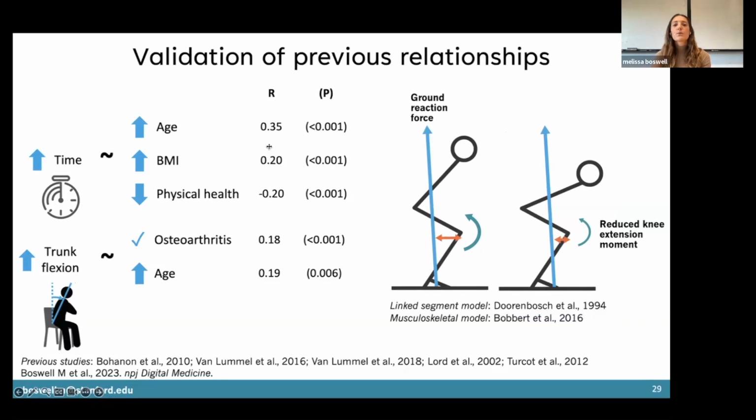Larger trunk flexion among those with osteoarthritis also makes sense from a biomechanical perspective. So you can see here, compared to a typical sit-to-stand test, which is shown on the left, with a larger trunk lean on the right, the knee joint is closer to the ground reaction force, and the knee joint moment is thus reduced. With a link segment model, like the one shown here, studies have found that a 20-degree increase in trunk flexion reduces the knee joint moment by about 30%.